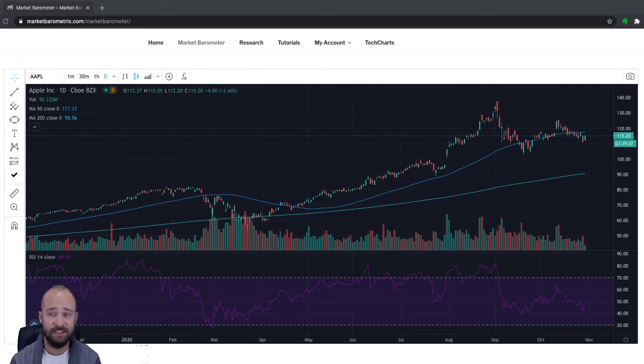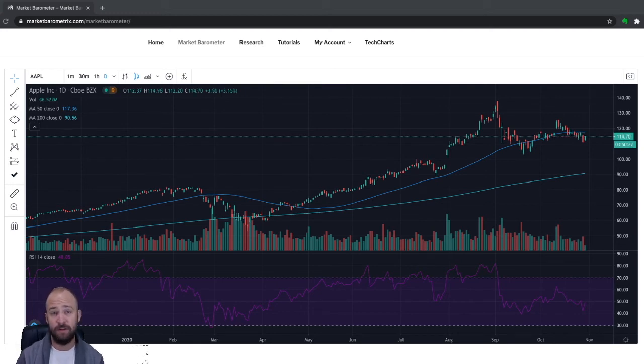Advanced chartists might look at this chart and see a symmetrical triangle developing. Now, a symmetrical triangle is a chart pattern that in this context would typically lead to a continuation of the existing uptrend. If you want to learn more about triangles and other chart patterns, stay tuned for some of our more advanced tutorials on technical analysis in the future.